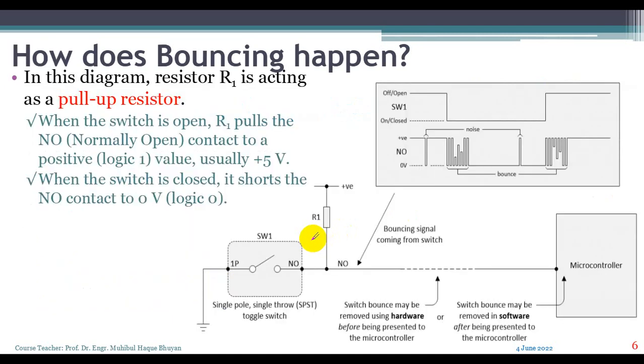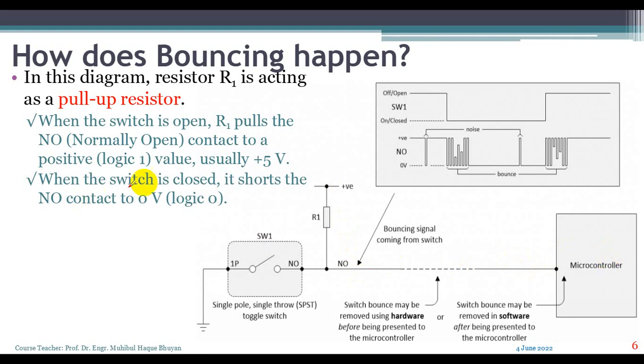In this diagram, a resistor R1 is acting as a pull-up resistor. Look at over here. This is R1. It's a pull-up resistor. This is a switch. And when the switch is open, R1 pulls the normally open contact to a positive value, usually 5 volts. When the switch is open, this goes to 5 volts, and we want to send this 5 volts to the microcontroller.